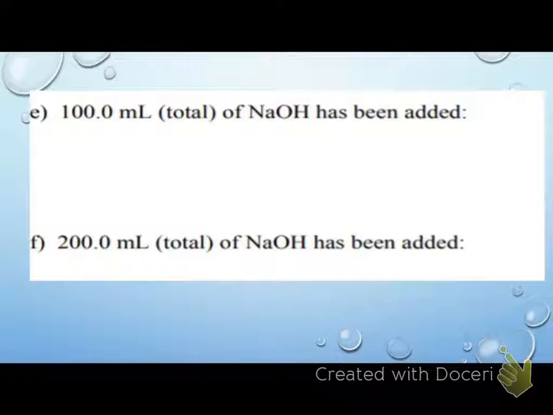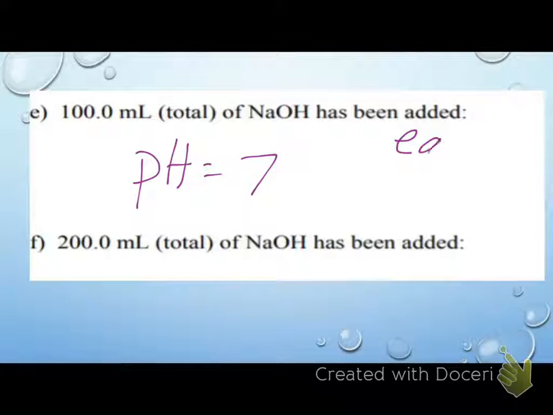How many millimoles? 10. Really? No, you're right. We started with 10 millimoles and we added 10 millimoles. So what have we reached? Zero. Equilibrium. Almost equivalence point. So for a strong acid and a strong base, what is the equivalence point? pH 7, because you were at the equivalence point.